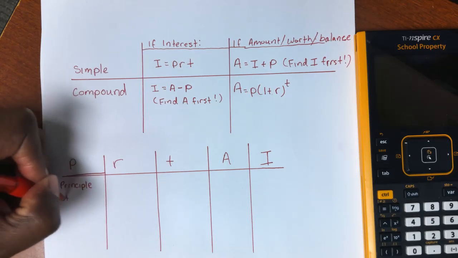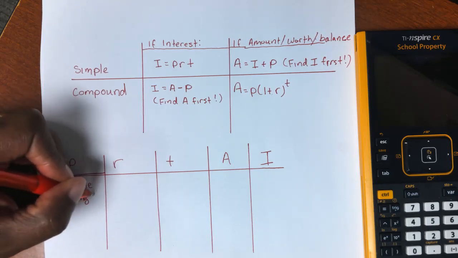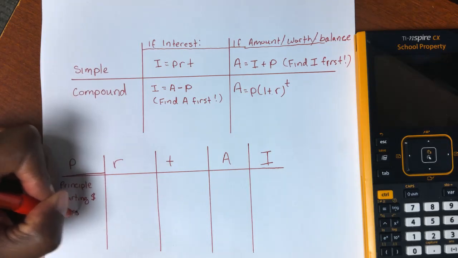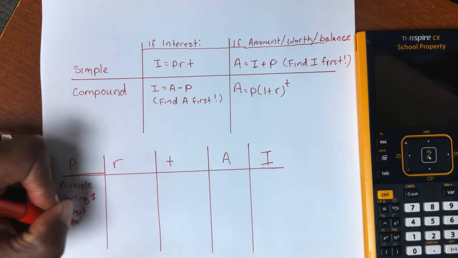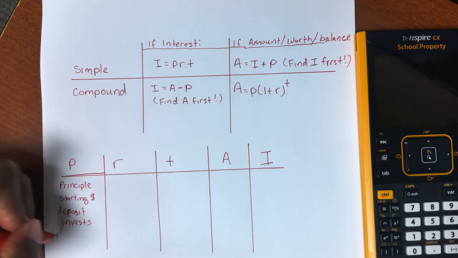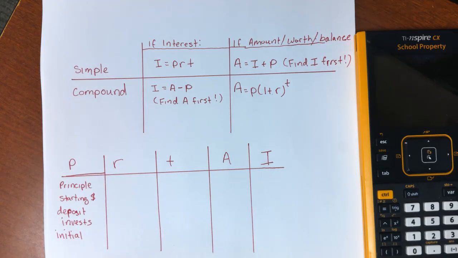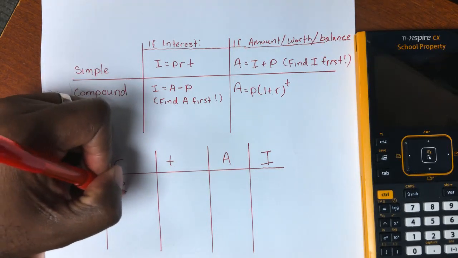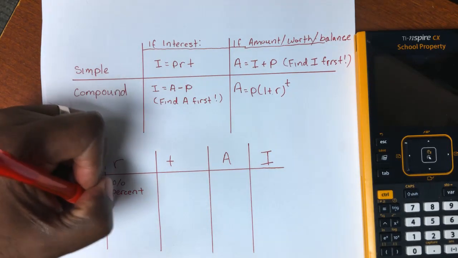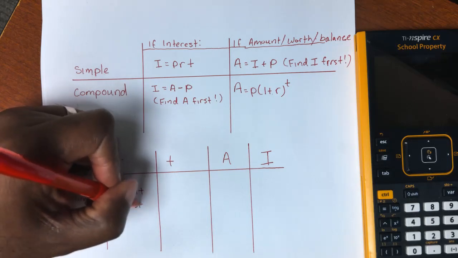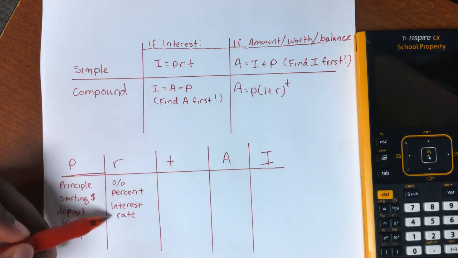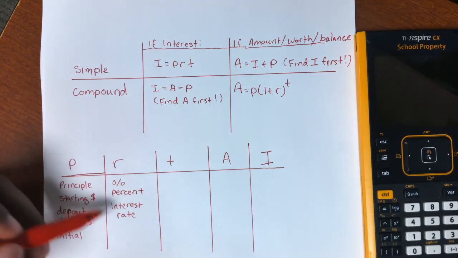We have your starting money, your deposits, invests, initial. These are all words that would let you know that this is P in the word problem. R, you have your percent or you have interest rate. It seems like it can be confusing, but R is interest rate.